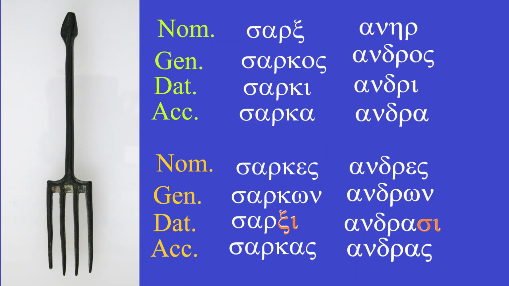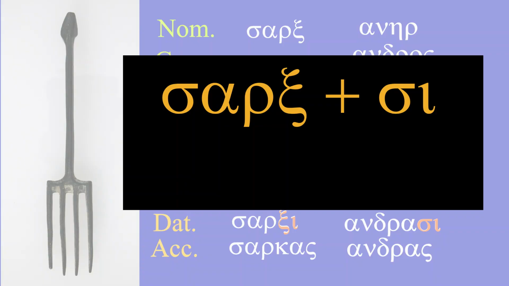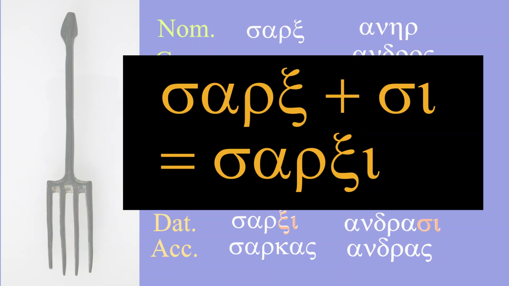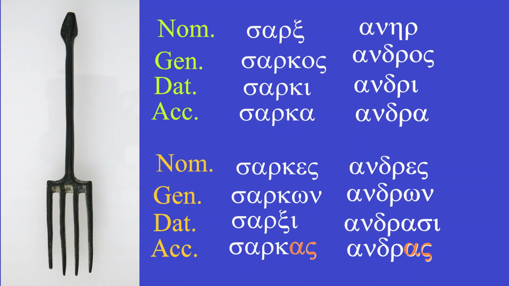The datives look different at first glance, sarxi and andrasi. However, both the xi and sigma have a very similar sound, followed by an iota. Sarx would have a sigma iota ending, but the xi basically covers that sigma sound. If you try to put an S sound after xi, you will hear that they just blend together. Finally, the accusative plurals are the same, alpha, sigma. There is definitely a pattern here. The nominative singulars are unique, but then the similarities emerge.